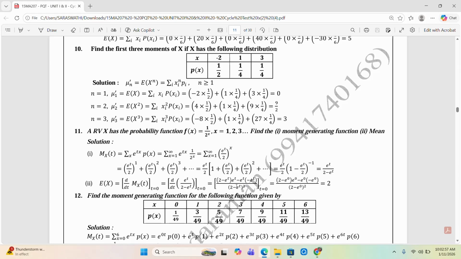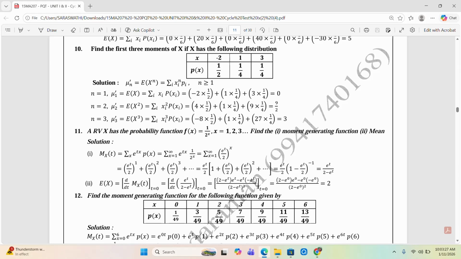Using the formula, the denominator is v square, where v is equal to 2 minus e power t, so 2 minus e power t whole square. Then v into u dash: 2 minus e power t into u dash, where u is equal to e power t. The differentiation of e power t is also e power t. Minus u into v dash. Here 2 minus e power t is the value of v. Now the differentiation of this is minus e power t, divided by v square, 2 minus e power t whole square.